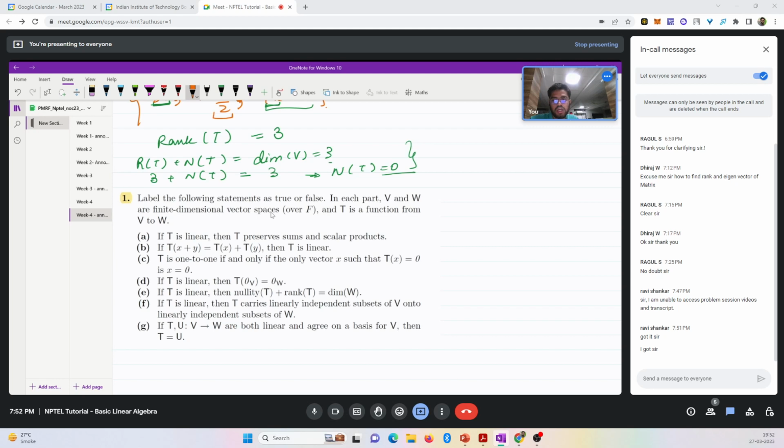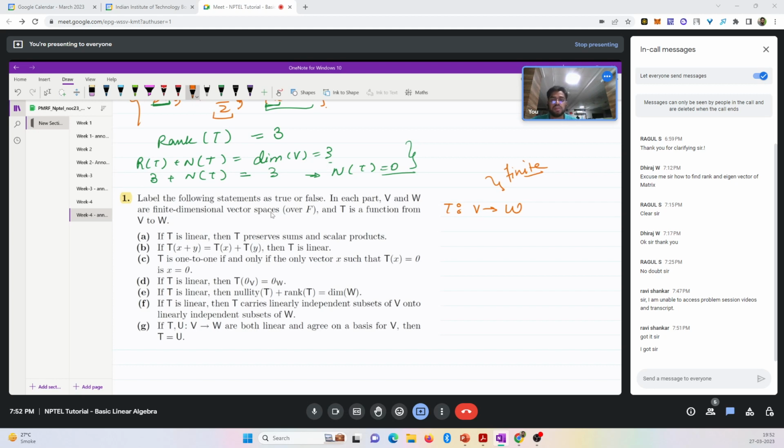So we have to mark every statement as true or false. We have T from V to W, and there is nothing given about whether they are of the same dimension or not, so that is not to be assumed. The only thing is that they are finite dimensional. Anything that you will come across in this course will always be finite dimensional, so you need not worry about that.